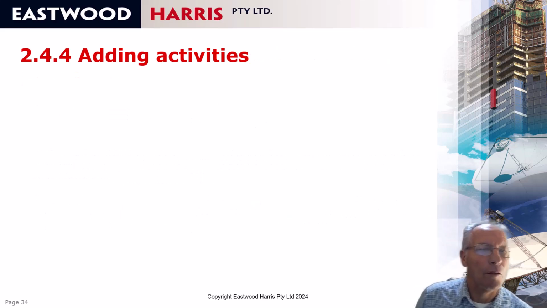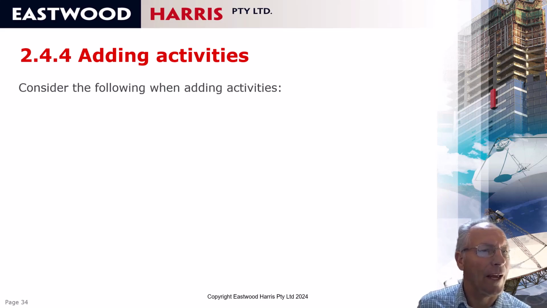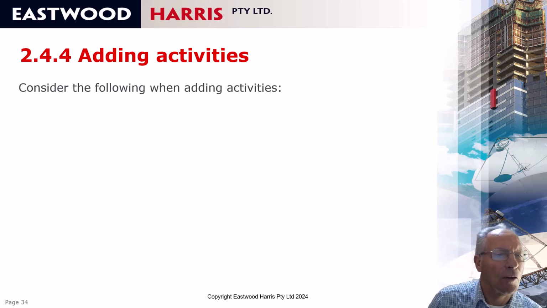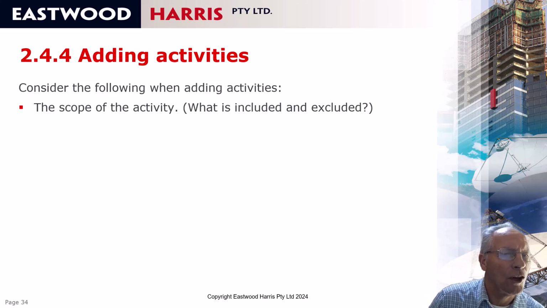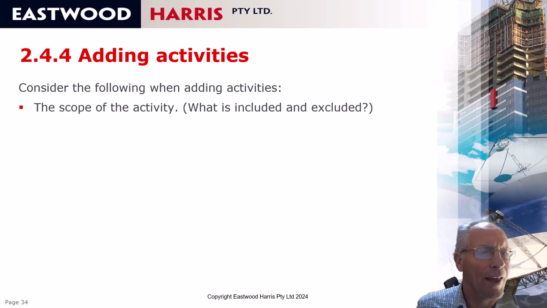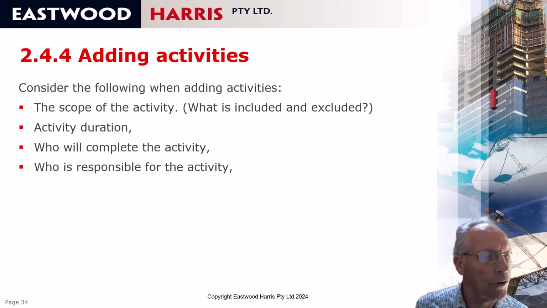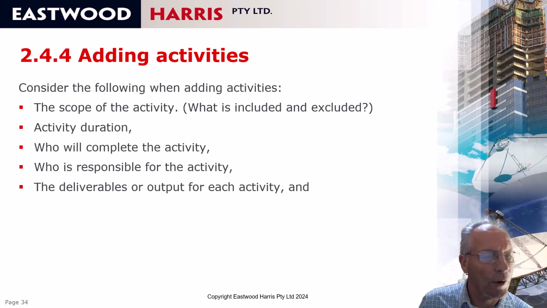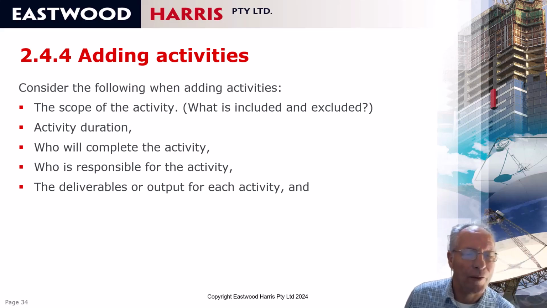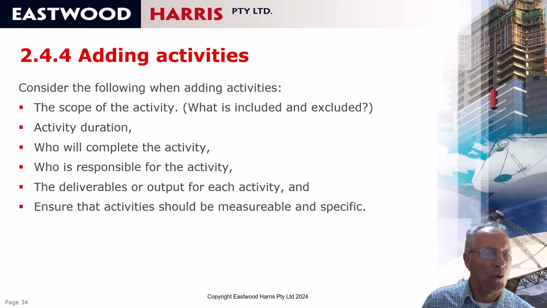Now we've created the project and we've got the calendars and the WBS created, then you're in a position to add the activities. And you need to consider the following things when you add activities. You need to decide what the scope of the activity is, what's included and what's excluded. You need to know the activity duration. You need to know who's going to complete it, who's responsible for it, the deliverables or outputs of the activity, and you need to ensure that the activities are measurable and specific.